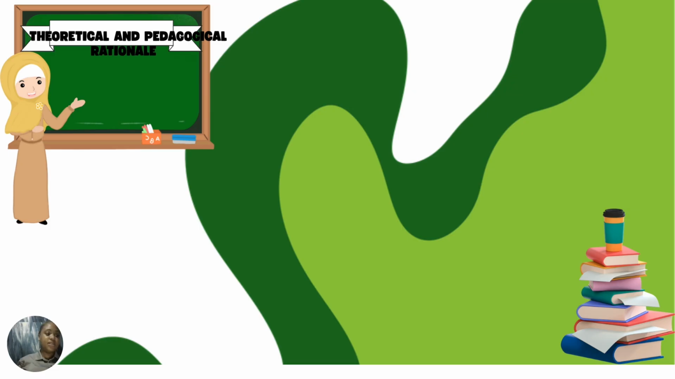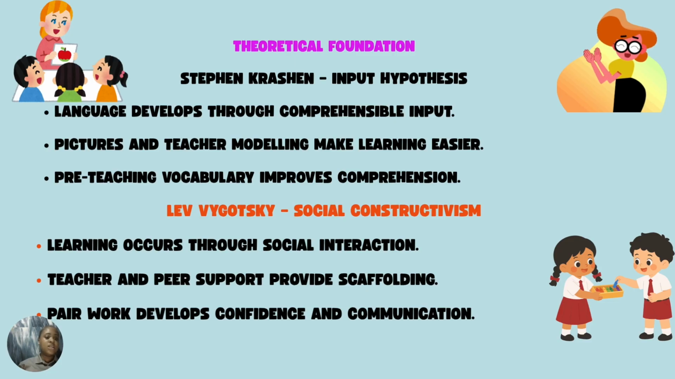Today, I will be presenting the theoretical and pedagogical rationale for our grade 3 literacy lesson on reading comprehension and vocabulary development, themed Animals Around Us. This lesson is designed to support second language learners by strengthening their vocabulary, reading comprehension, and communication skills through meaningful and interactive activities. This lesson is based on two important learning theories: Stephen Krashen's input hypothesis, and Lev Vygotsky's social constructivist theory.